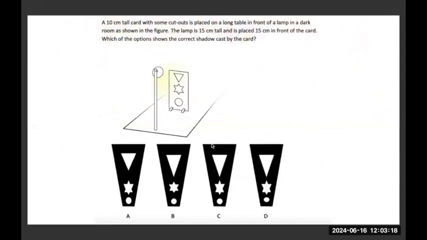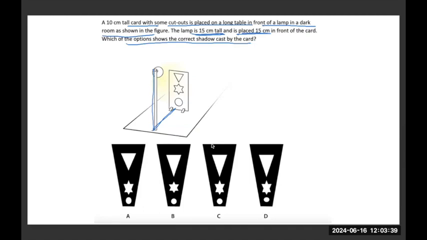A 10 centimeter tall card with some cutouts is placed on a long table in front of a lamp in a dark room. The lamp is 15 centimeters tall and is placed 15 centimeters away in front of the card. Which of the options shows the correct position of the shadow cast?